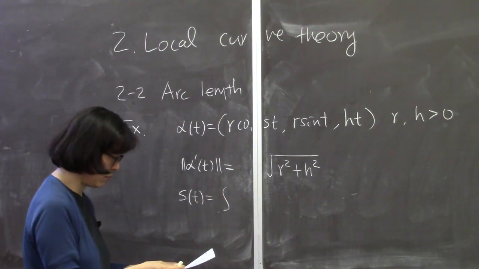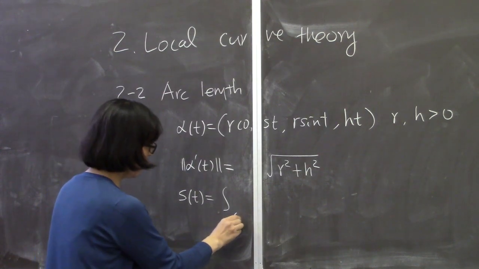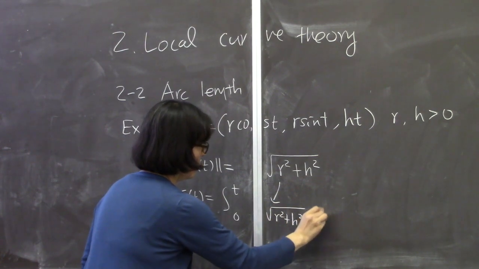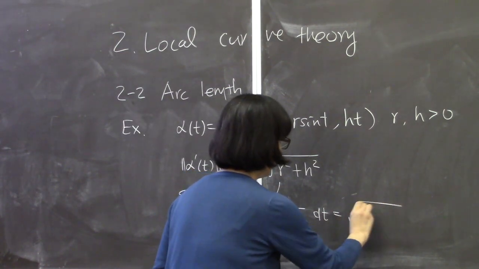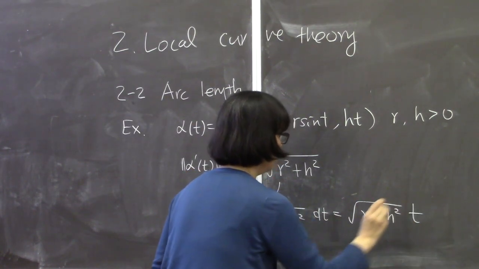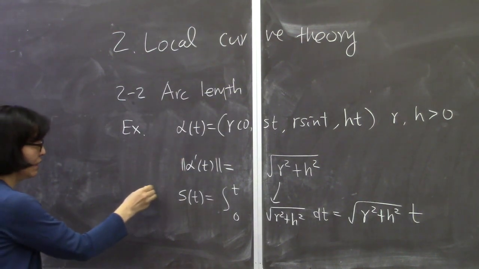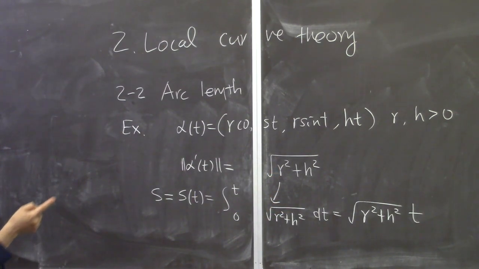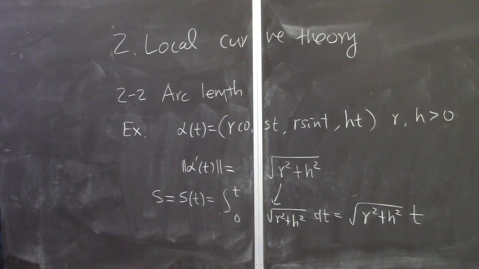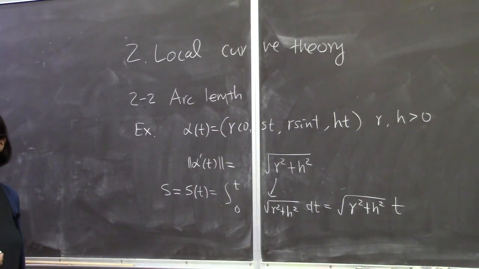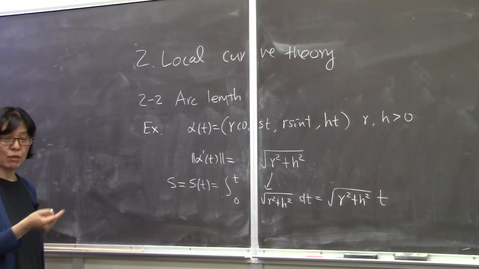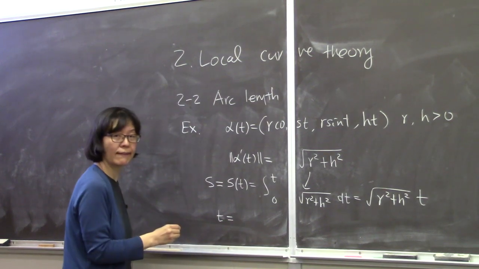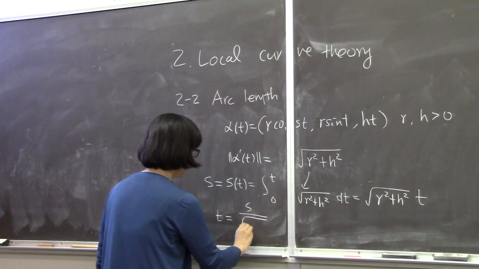Actually, we assume that we start from zero. The magnitude of that is constant, so integrating dt, this is simply the constant times t. So s equals the constant times t, because we assume r and h are positive constants, right? So is it possible to solve for t? If you solve for t, it is simply s over this constant.